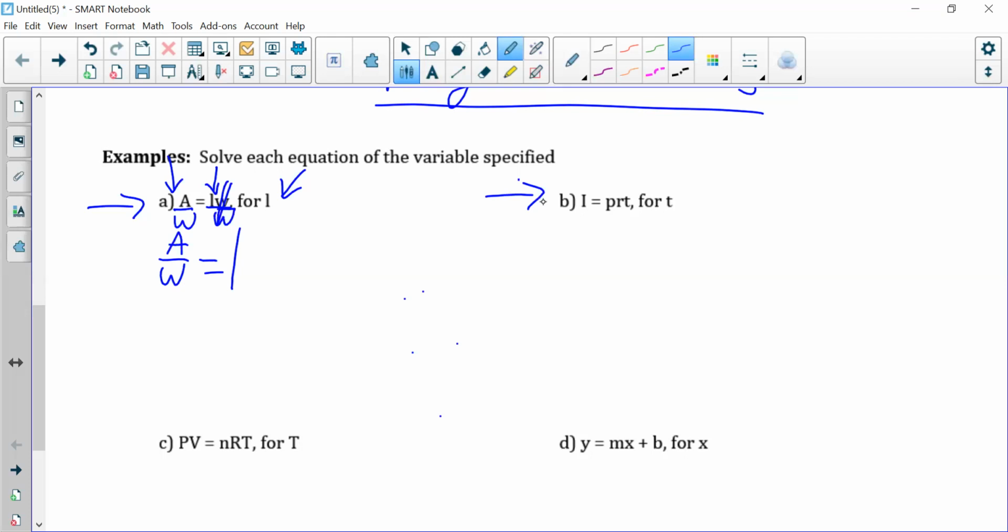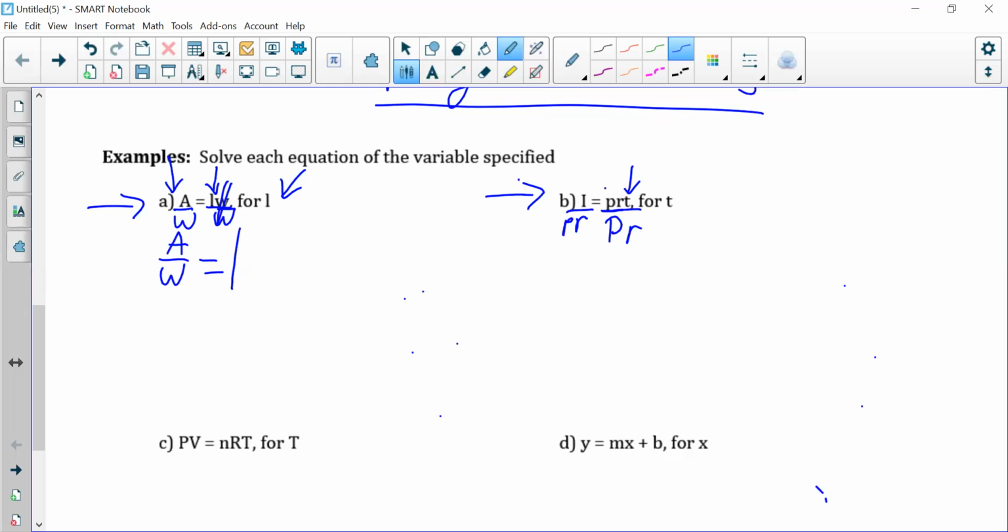I equals PRT. We want to solve this for T. This is the interest formula. Once again, we're solving for T. That means I want T by itself on the one side of the equal sign and everything else on the other side. So I need to get rid of P and R. Well, how do I get rid of P and R? They're being multiplied by T, so I'm going to do the inverse, which means I'm going to divide. So I'm going to divide this side by P and R. I'm going to divide this side by P and R.